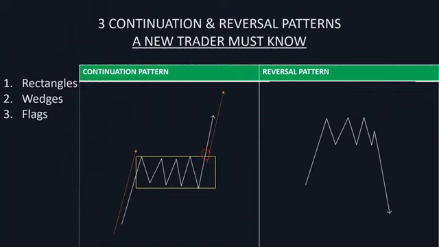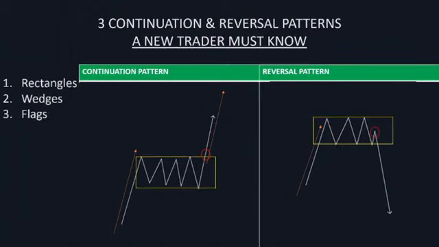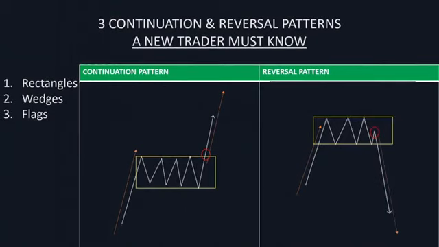Imagine the price pushes up and consolidates sideways into a rectangle, just like before. But this time, instead of breaking out to the upside, it breaks below the rectangle and starts heading down. This is a reversal pattern, and it tells you the trend is likely changing direction. Here's what you do. Draw your rectangle around the consolidation, and if the price breaks below it, you're looking to sell. Simple, right? Remember, the breakout direction tells you whether it's a continuation or a reversal.